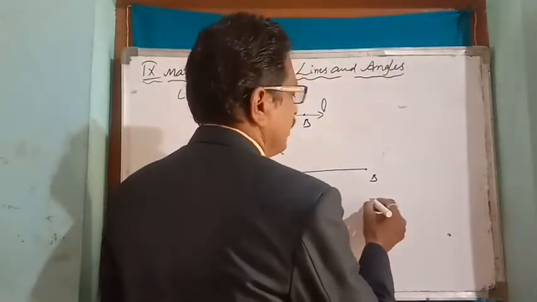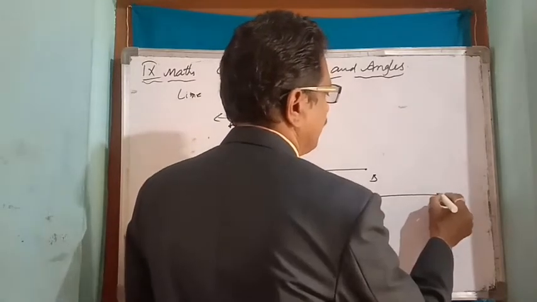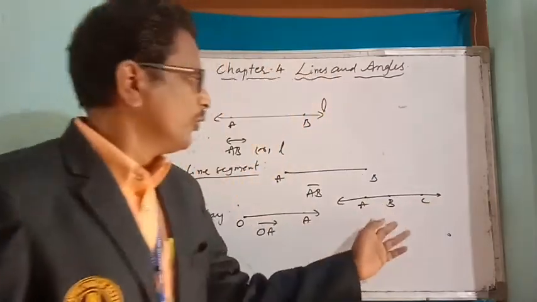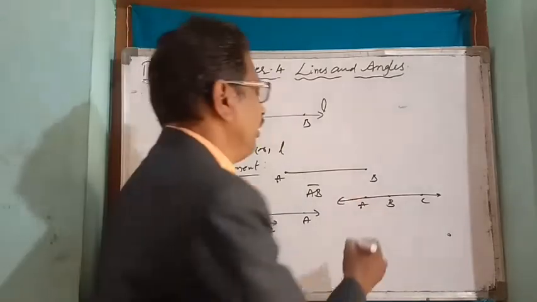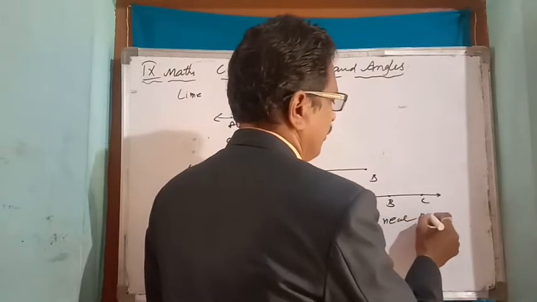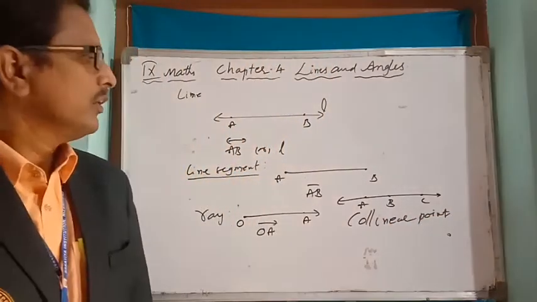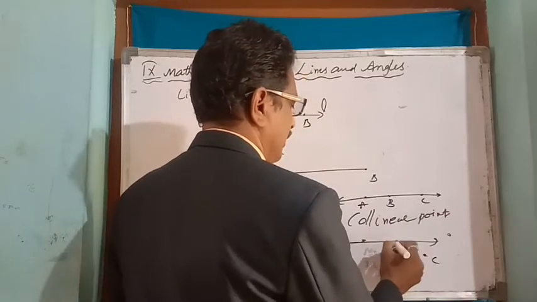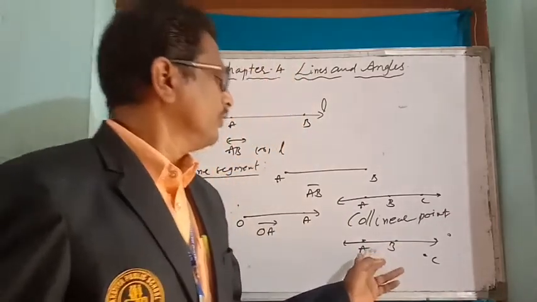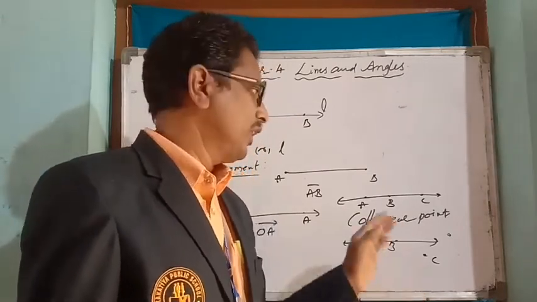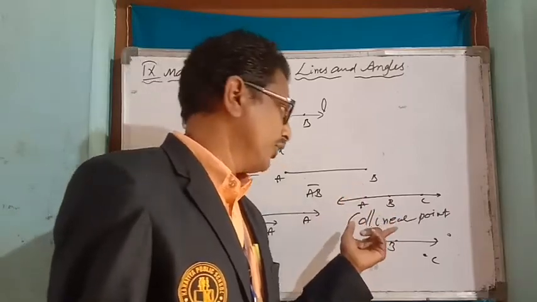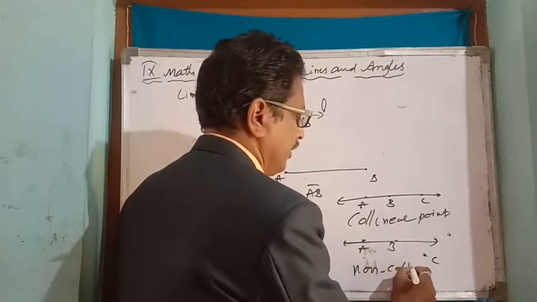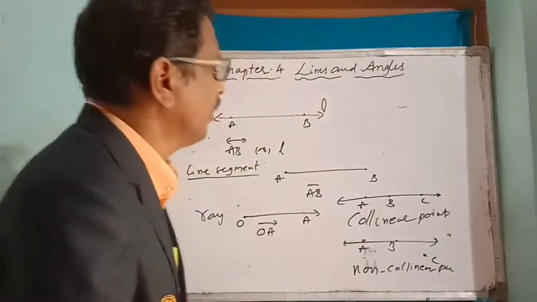Next, if three or more points lie on the same line, here A, B, C, like this, they are called collinear points. If points like A, B, C do not lie on the same line, they are called non-collinear points.